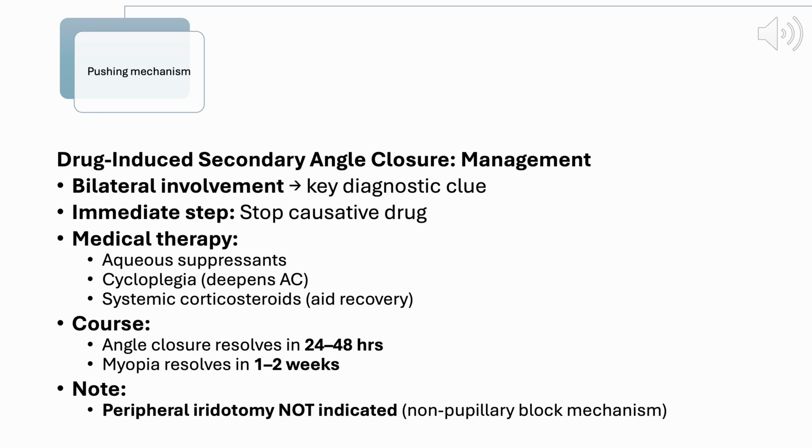Angle closure often resolves within 24 to 48 hours, while the associated myopic shift resolves within 1 to 2 weeks. Finally, it is important to note that peripheral iridotomy is not indicated in this setting, since the mechanism is not pupillary block, but rather uveal effusion with forward displacement of the iris lens diaphragm.